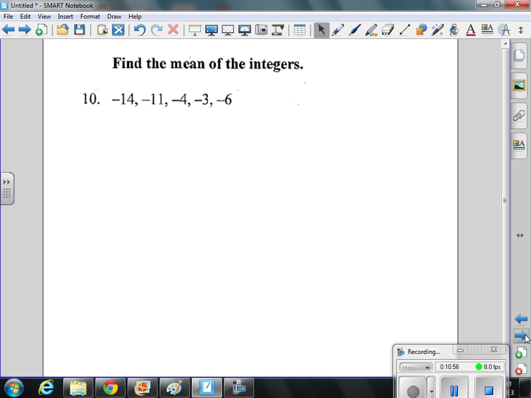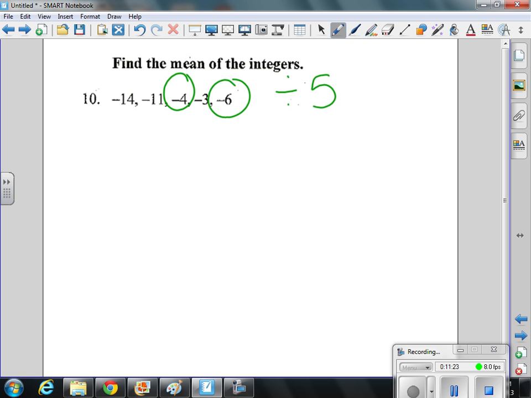And number 10, find the mean. The mean tells us we add up all the numbers and divide by how many items we have. So I have 1, 2, 3, 4, 5 items. So when I'm done, I'll be dividing by 5. So let's add. If you notice, all of my numbers are negatives. So I'm going to add all of them up and keep the sign negative.